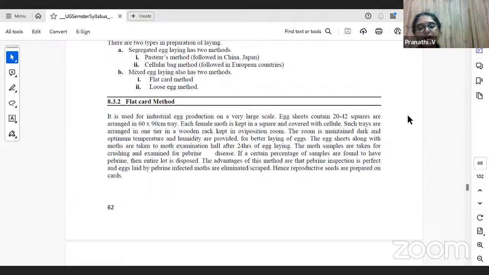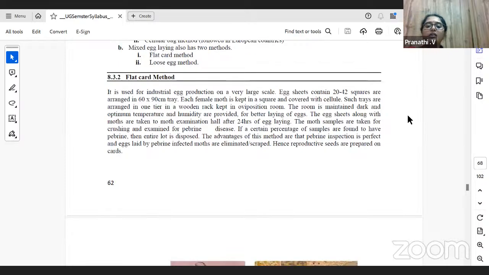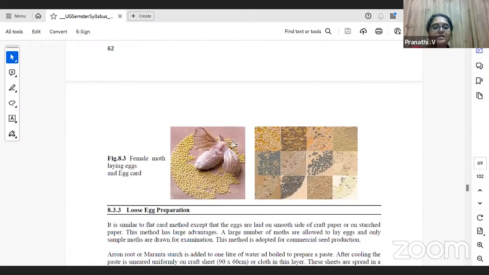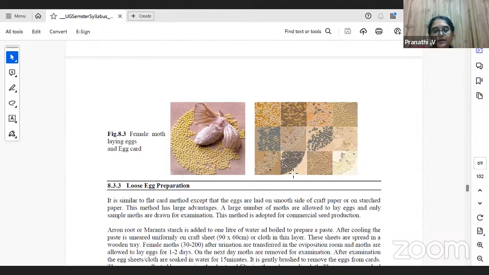The moth samples are taken and checked for disease. The advantage is that if there is any pebrine disease, they are eliminated then and there. Only the reproductive seeds are prepared on the cards. So here you can see the female moth laying eggs and the egg card that is present.